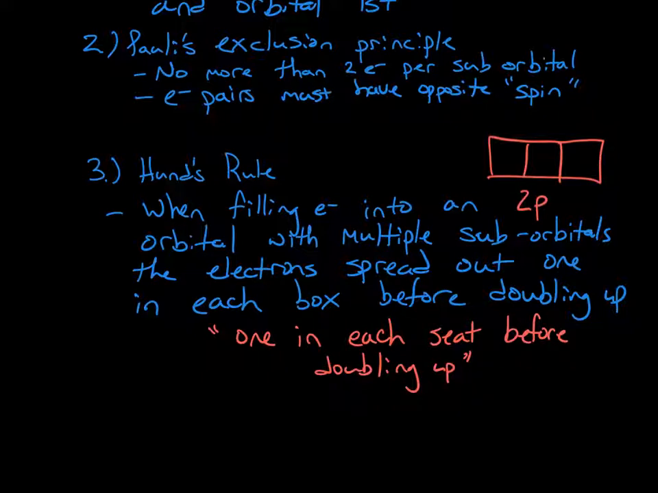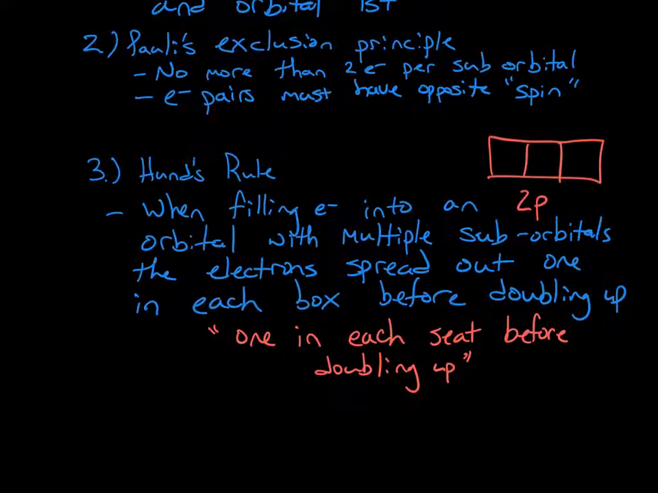So pay close attention to the 2p box in the upper right hand corner here. So the first electron that goes into a 2p orbital will go in no problem. But the next one will go into an open seat, and the third then would go into a third yet open seat. Now only once all 3 boxes have 1 electron in them, the 4th electron can then choose to sit next to any other electron, thus doubling it up.